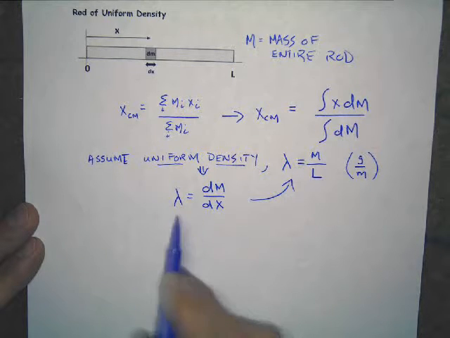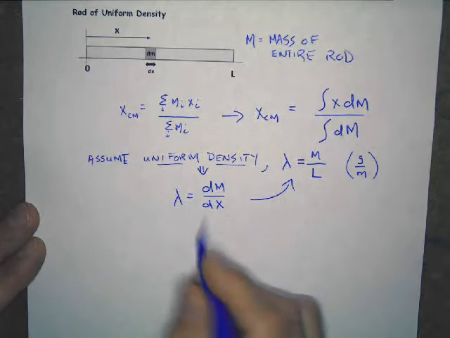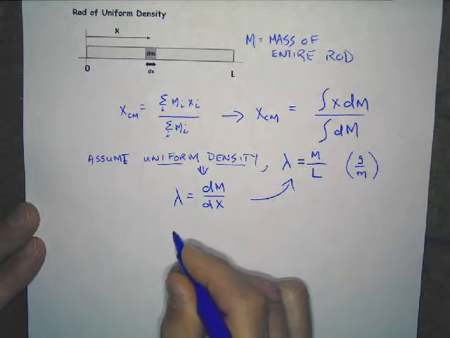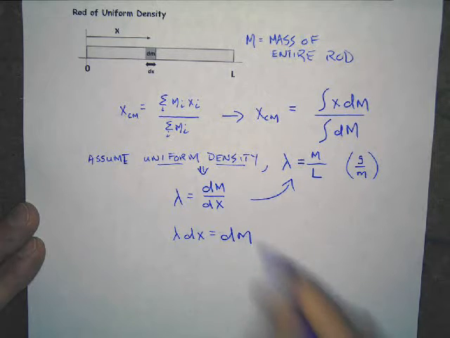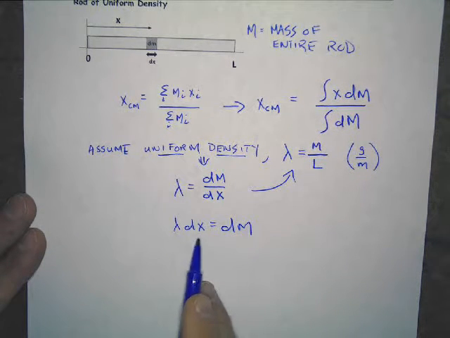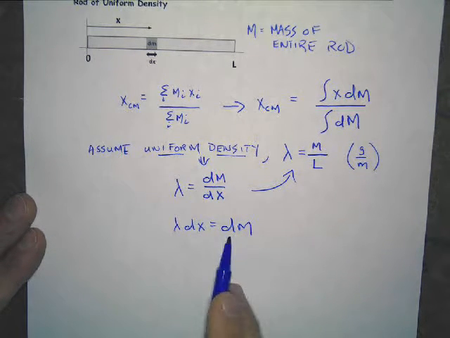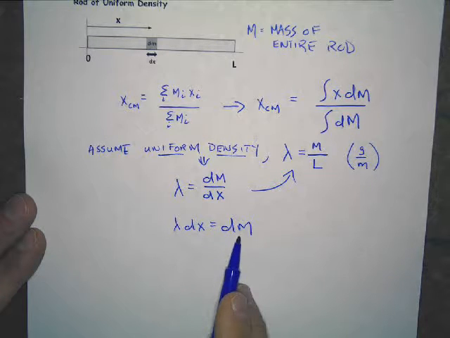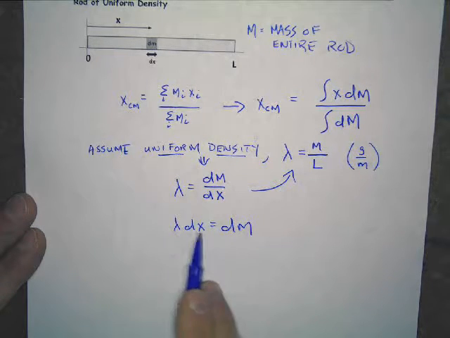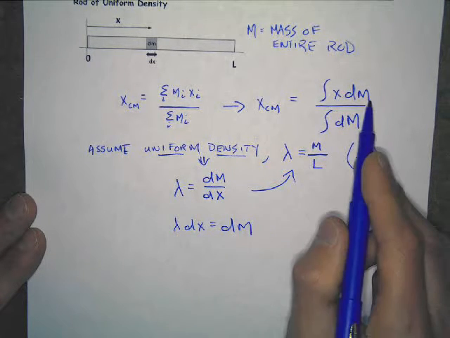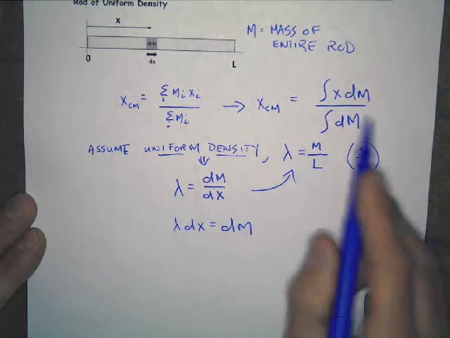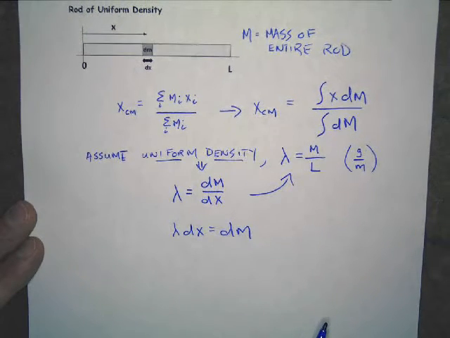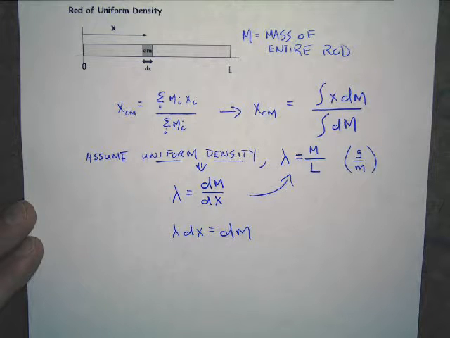And that is going to help us, knowing this, because what we're going to do is rearrange it so that I can get rid of the dm, and I can integrate instead over dx. So we're going to take this dm and plug it in up here on the top part, and we're going to do an integral in terms of dx instead of dm, because it makes a lot more sense to do that.